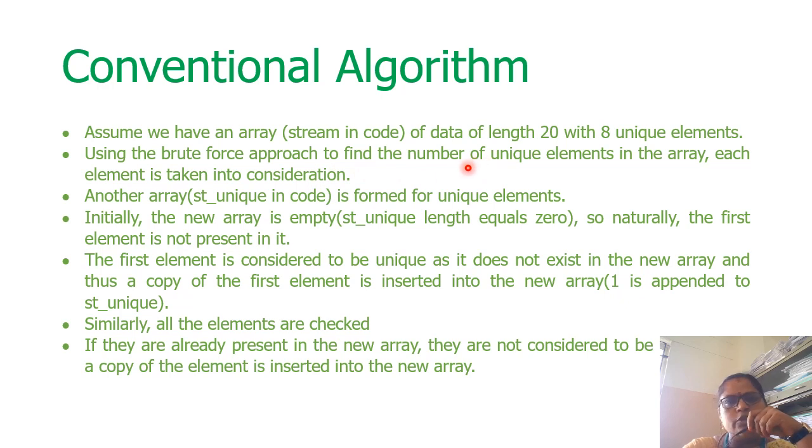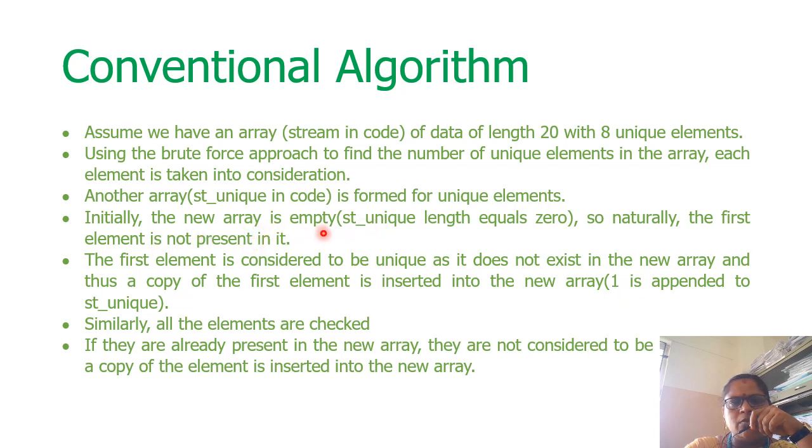So what is a conventional algorithm? Initially, how was it accessed? Initially, if my stream is a code, like assume we have an array of data, for example, 20 with 8 unique elements, then we'll be using a brute force approach. So we have to find the number of unique elements in that array. So what we'll do, we'll take each element into consideration at a time. So I'll have another array. Example, if I name it as st unique, okay, stream unique, and it has only 5 unique elements.